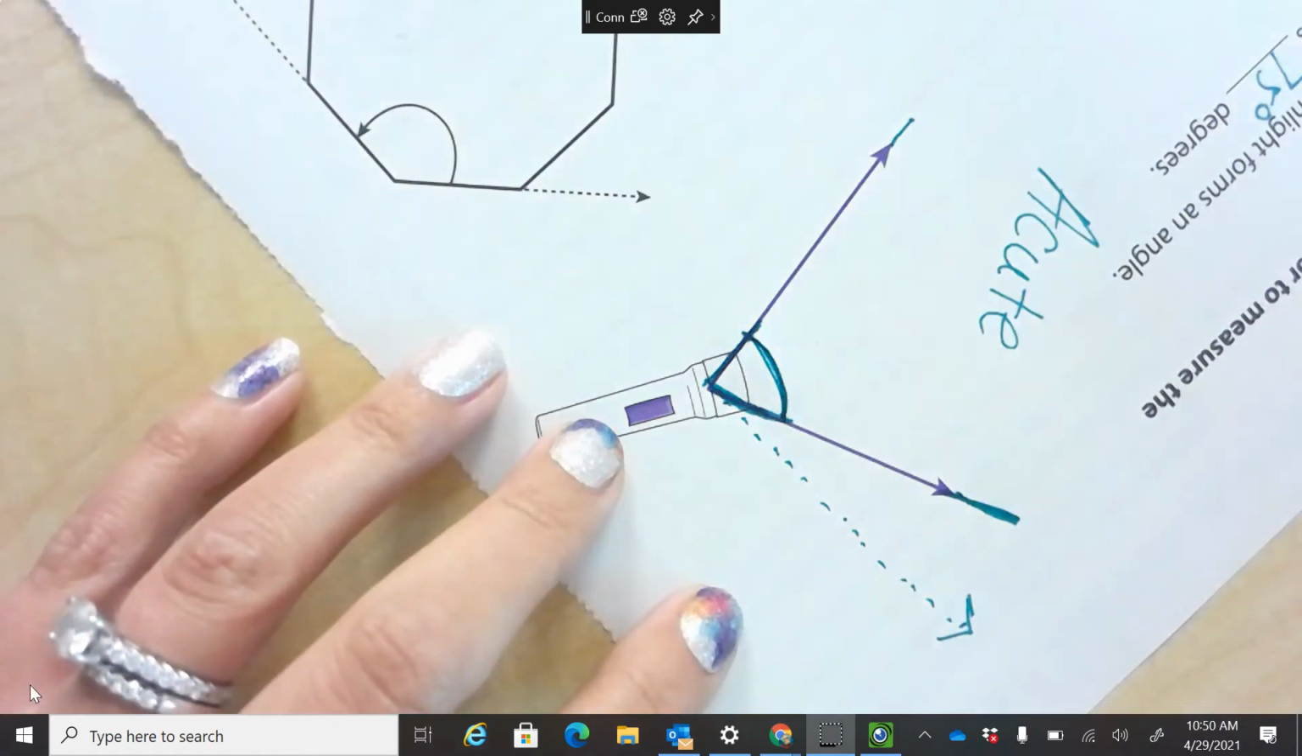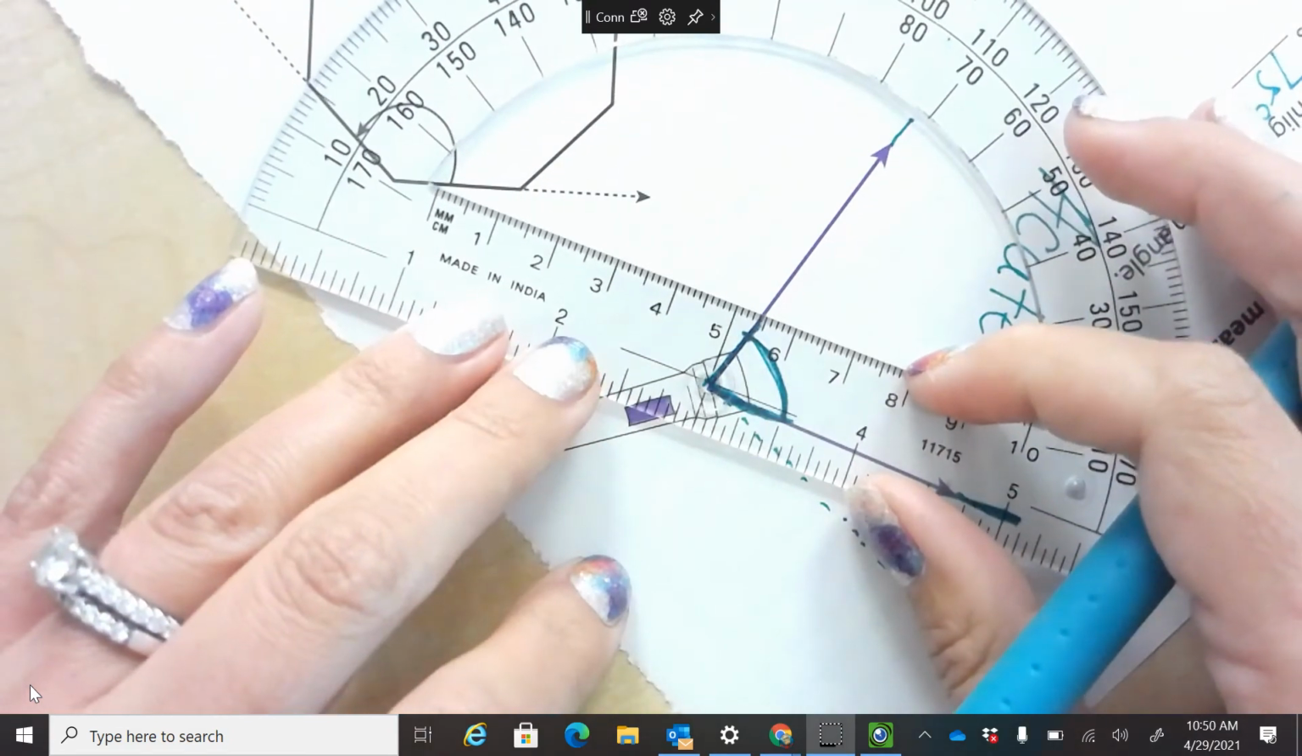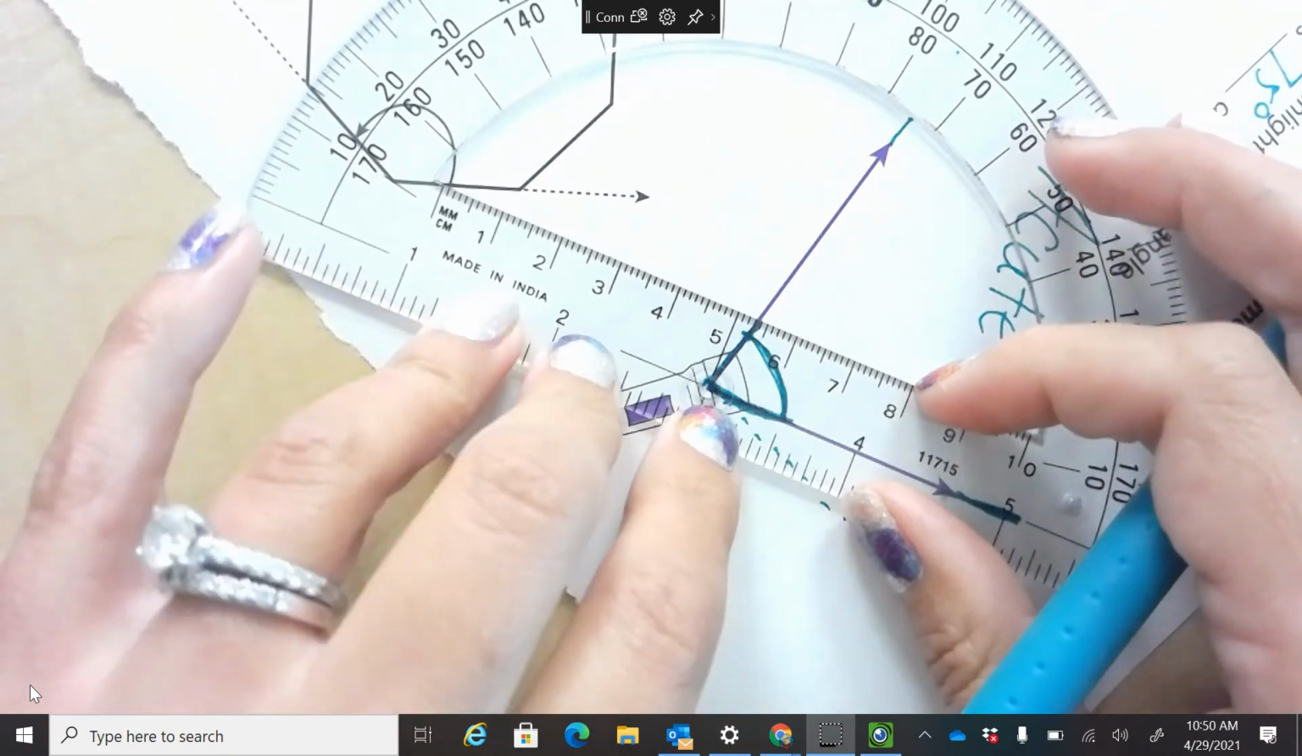I'm getting 76. Okay, we'll smidge it over just a little bit. 75, very close to 76.